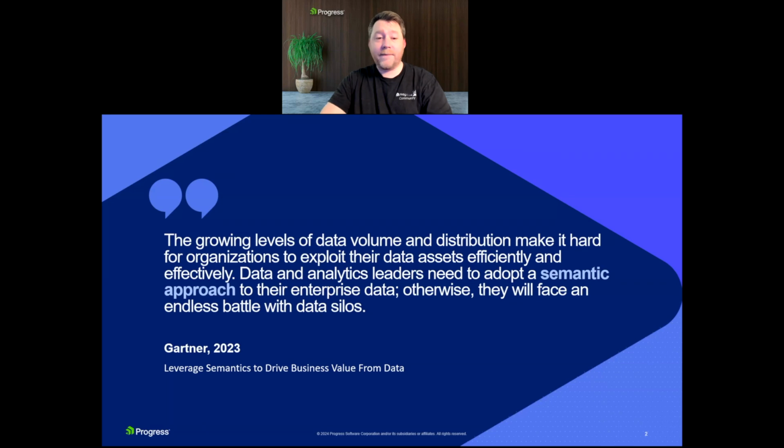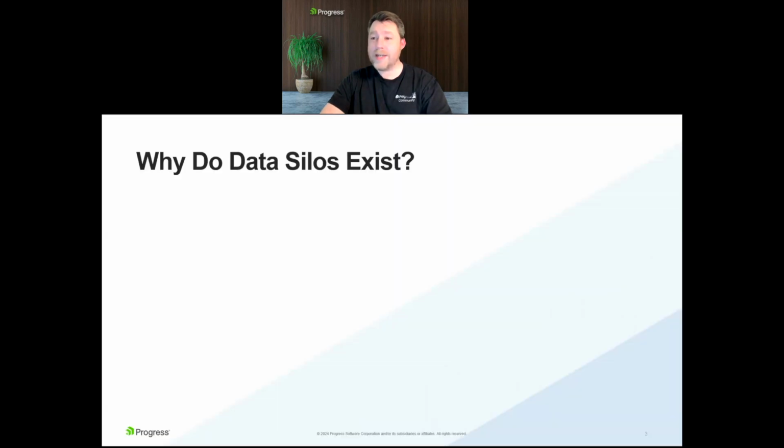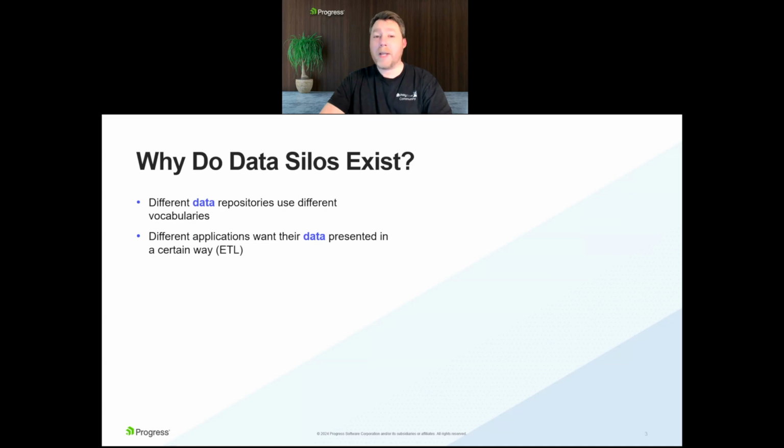And that's very true. And these data silos exist in businesses today. So why do they exist? Well, you've got different data in repositories that use different vocabularies, different ways of describing a customer. It might be a number or it might be an ID. And so it's difficult to reconcile those. Different applications want their data presented in a different way. They want certain models reflected of the data that they receive and or send to downstream applications.